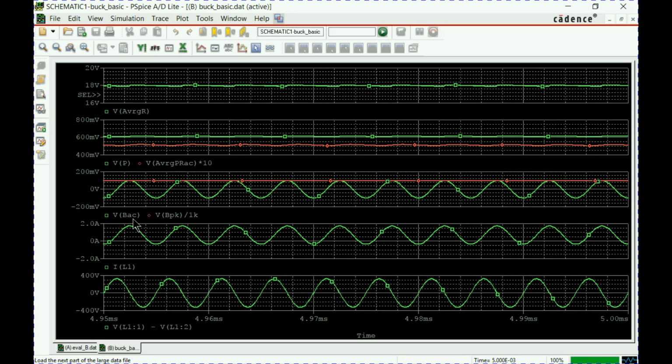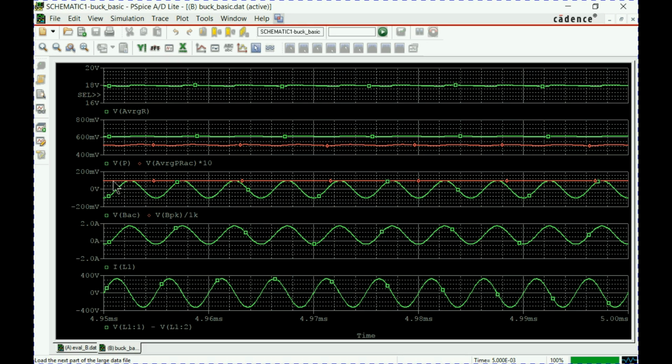because BAC, this is the AC component of the flux density, is of course a pure AC, and since I've specified Bmax to be 100 millitesla, that's what we are getting, plus minus 100 millitesla. Voltage has been adjusted to get this value.